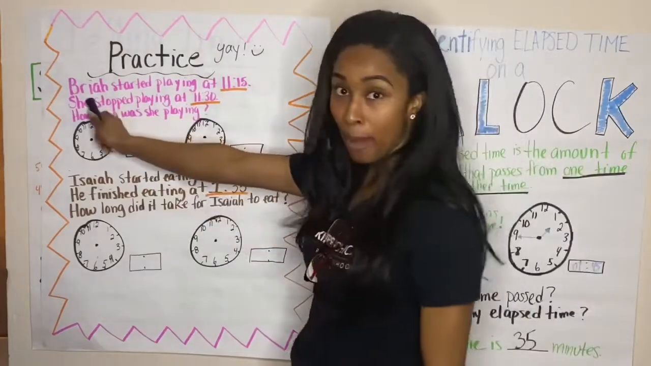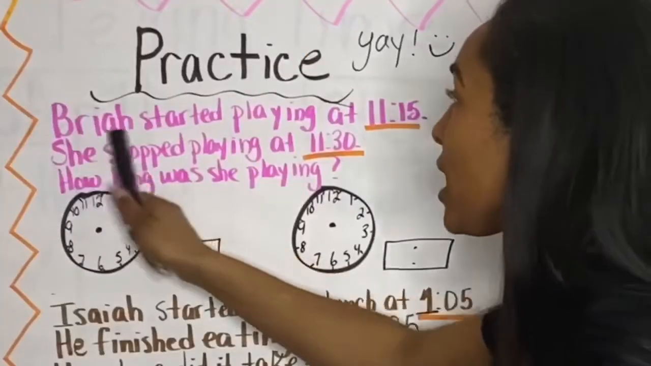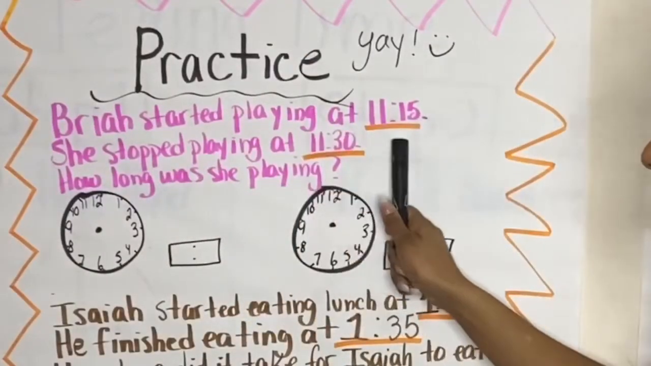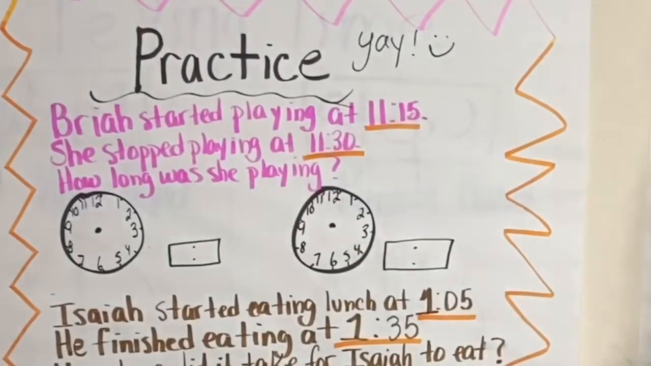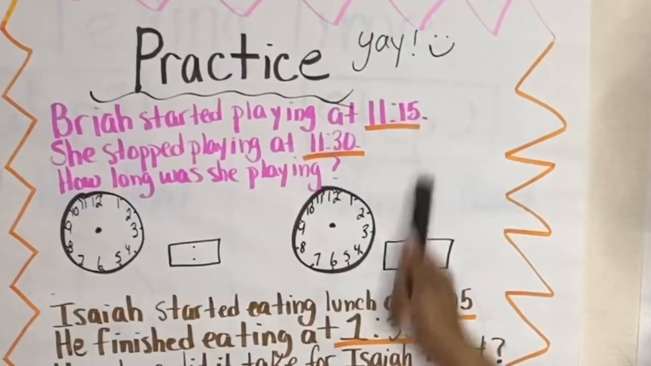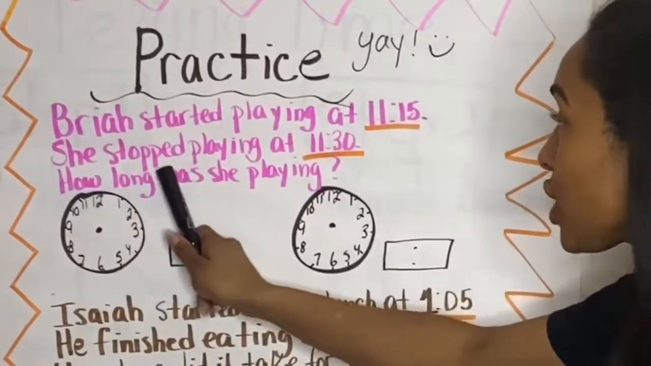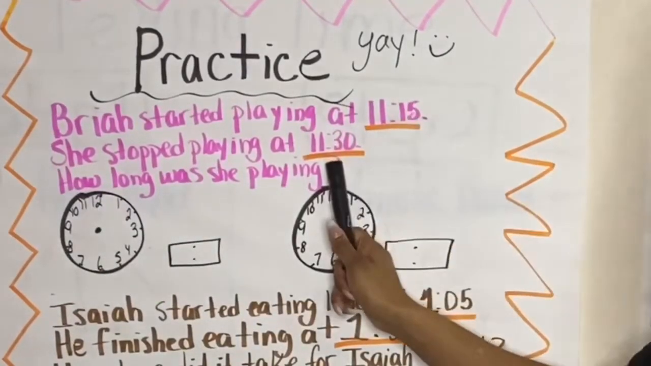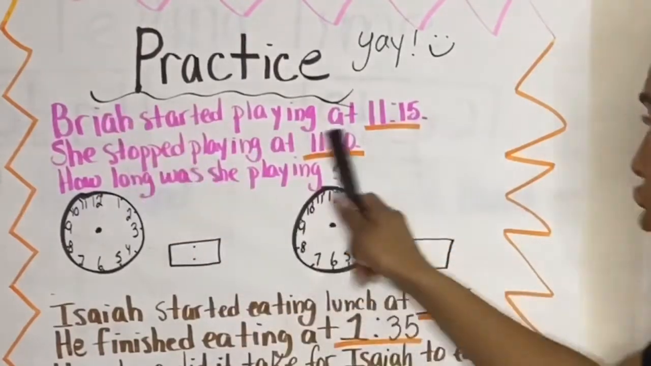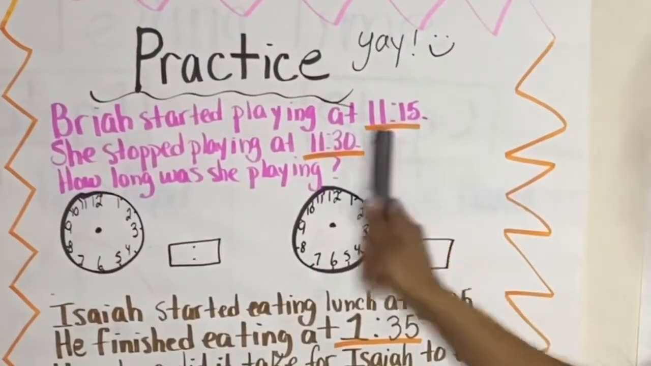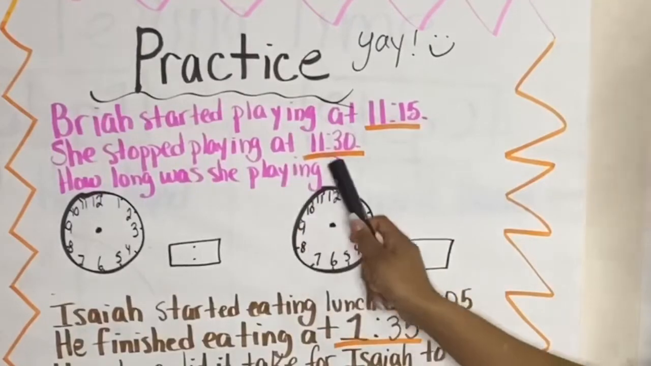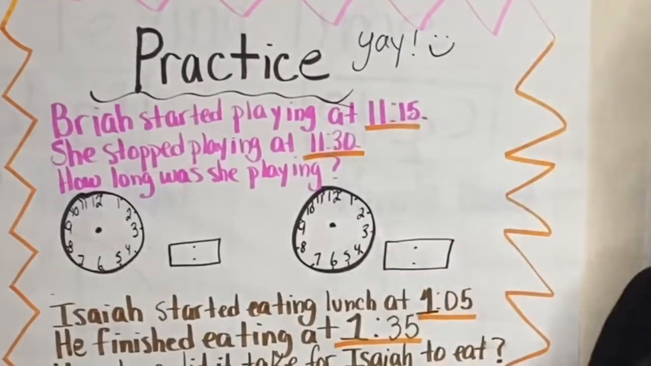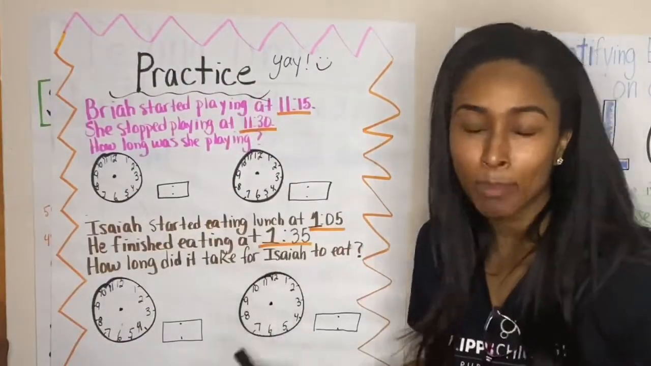Here's my first problem. It says, Bria started playing at 11:15. That's my first time. She stopped playing at 11:30. That's my end time. Let's go back. She started playing at 11:15 and she stopped playing at 11:30. How long was she playing? I have to figure out the elapsed time.